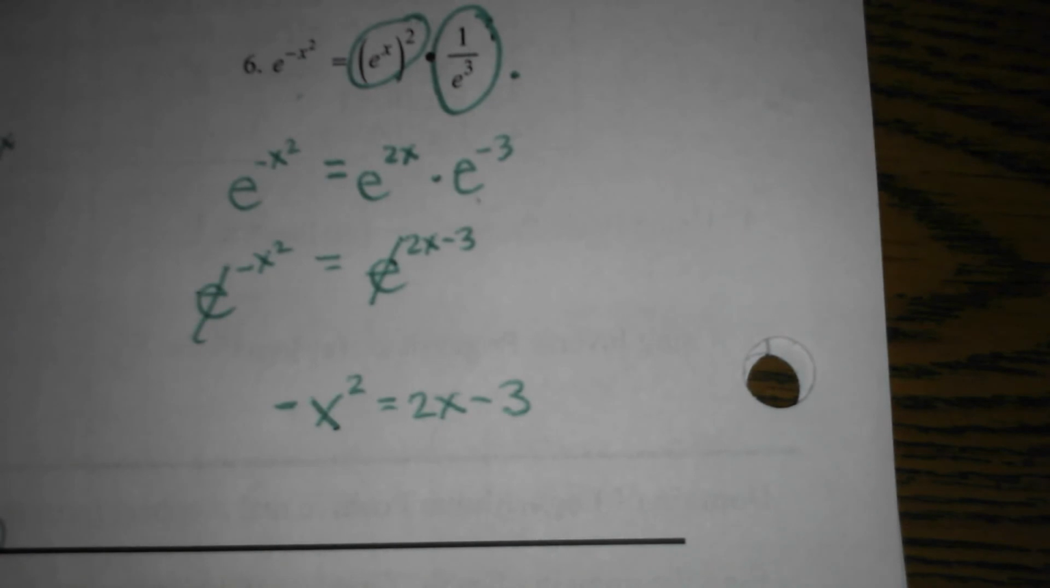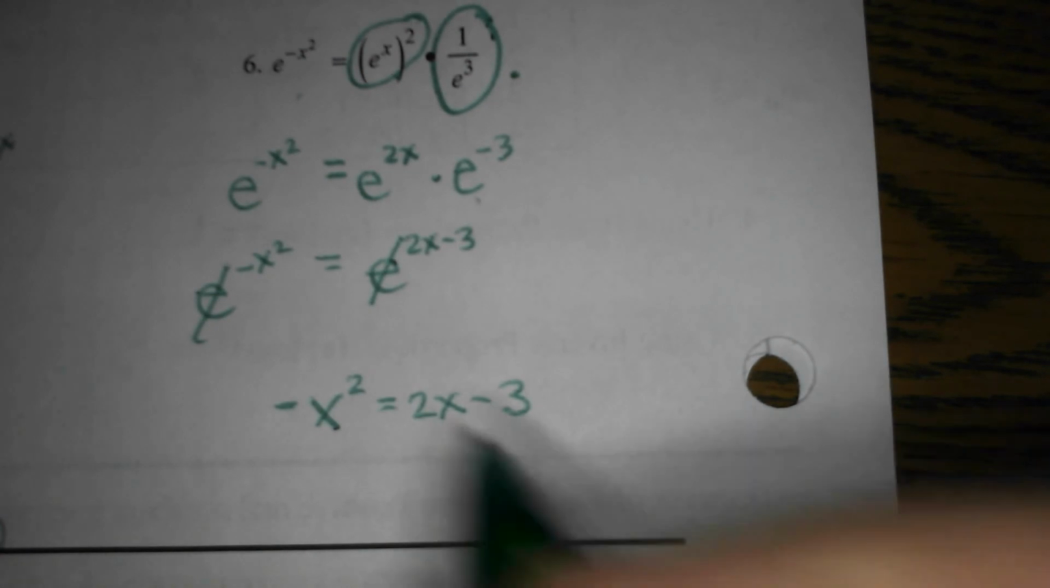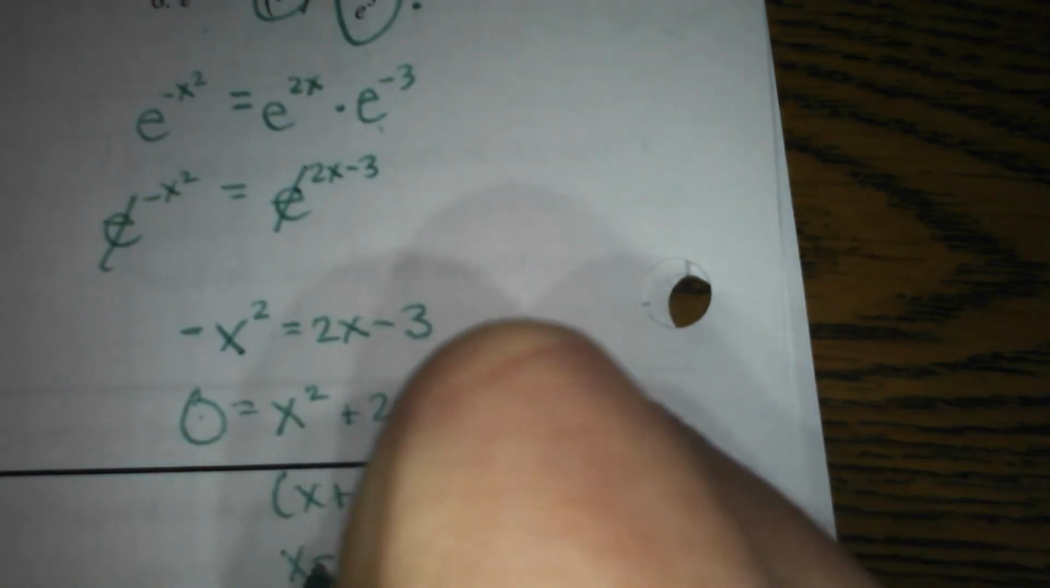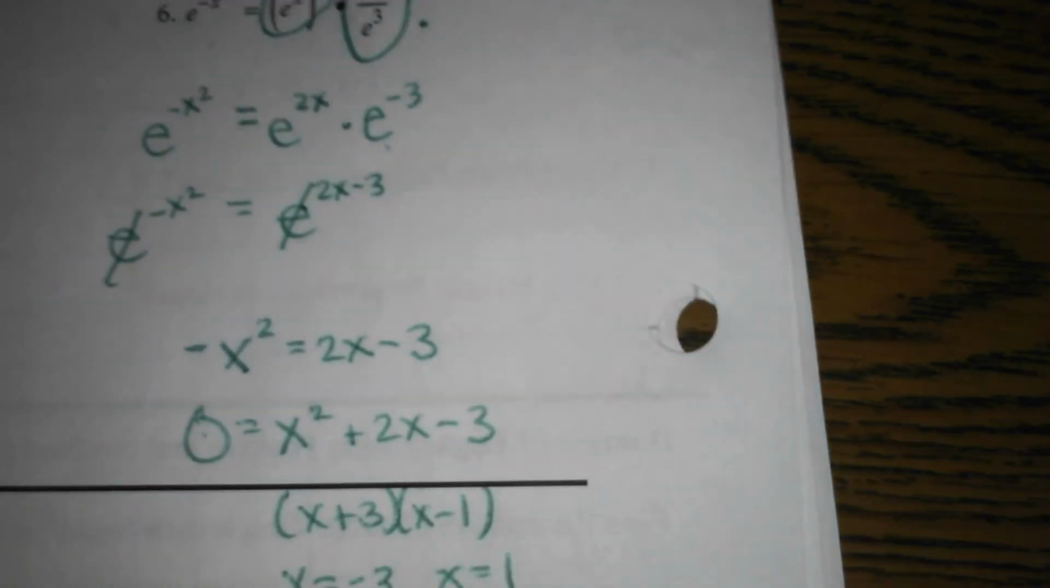So it's a quadratic, so we got to add our x squared over. And then factor, solve. x equals negative 3, x equals 1.